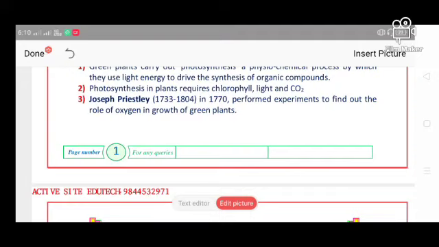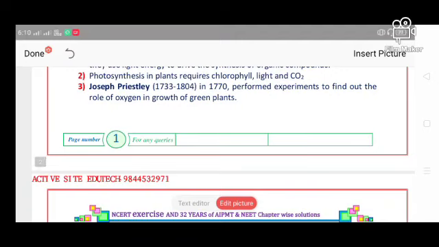Next one is Joseph Priestley, who was a scientist in 1770. He performed his experiment to find out the role of oxygen in the growth of green plants.